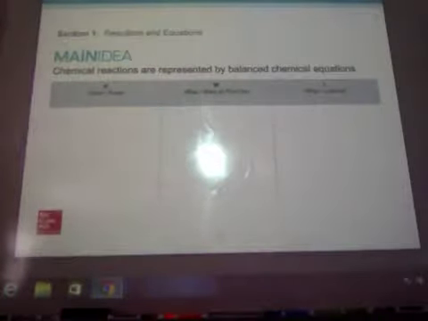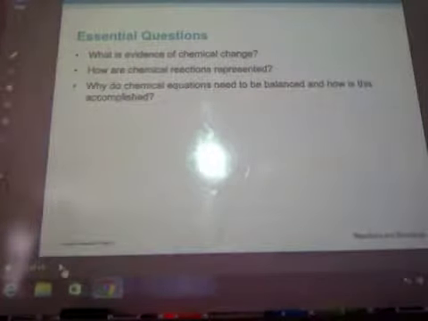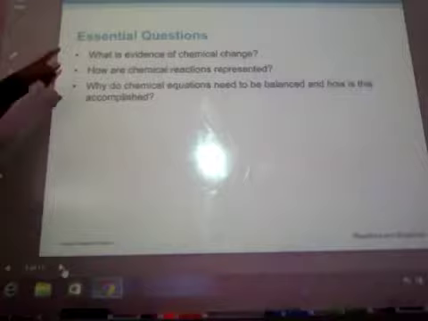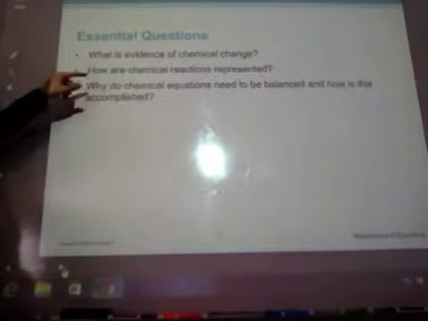So if we're looking at chemical equations, they have to be balanced properly. Law of conservation of mass: I can't create anything new, so whatever I start with, I'm going to end with. Evidence, we'll talk a little bit about that towards the end. We're going to do a big lab where we get to see that.